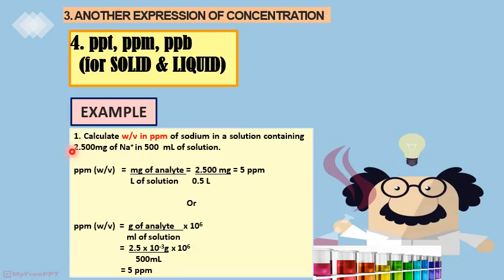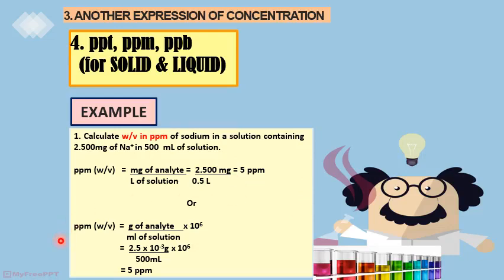So, the solution contains 2.5 milligram of solute in a 500 milliliter solution. In this question, you are given the weight over volume, the weight in unit milligram and the volume in unit milliliter. For ppm, when the mass is in unit milligram, the volume must be in liter. So given 2.5 milligram and 500 milliliter converted into liter, which is 0.5 liter, you'll get 5 ppm.